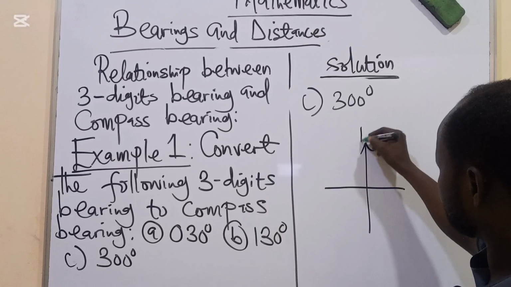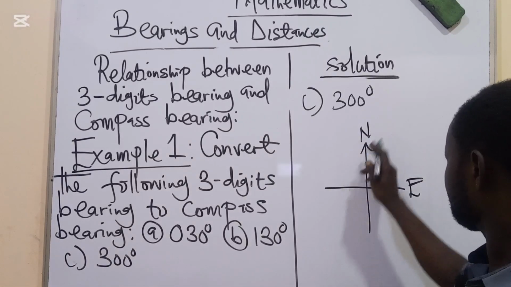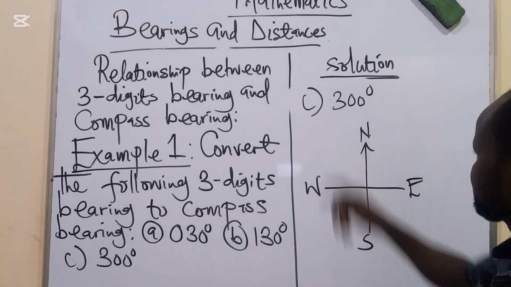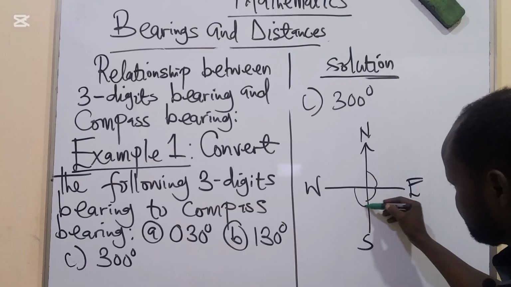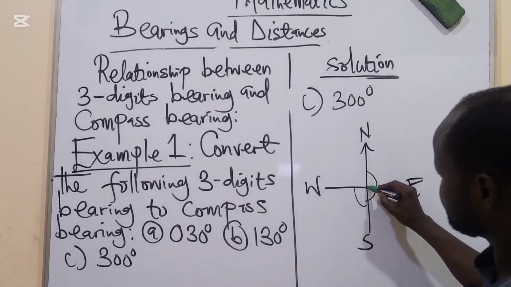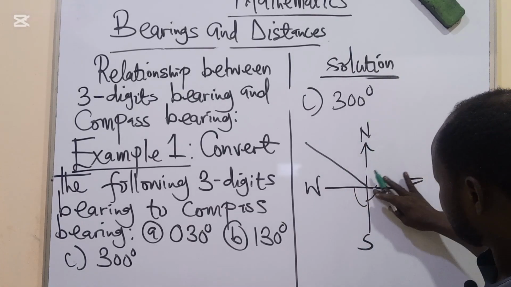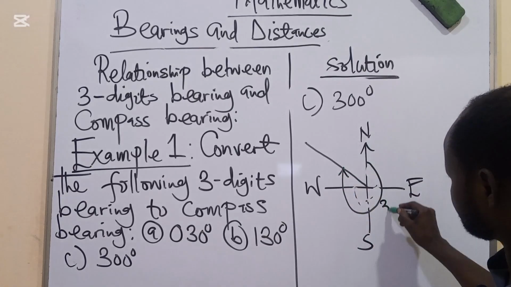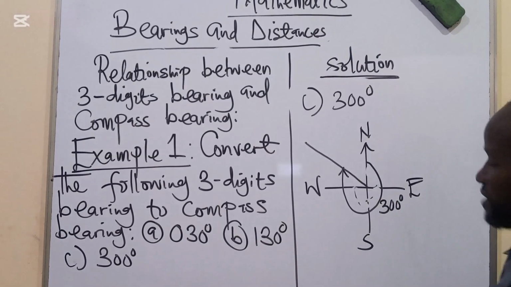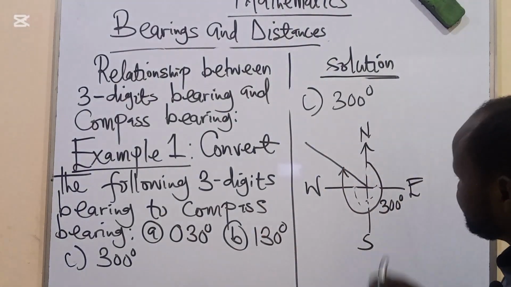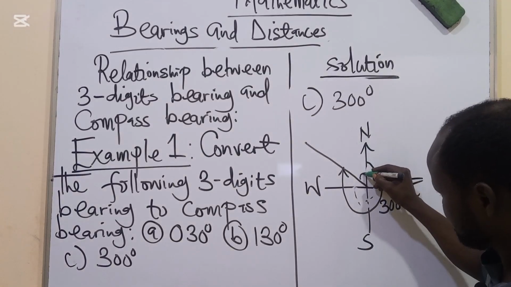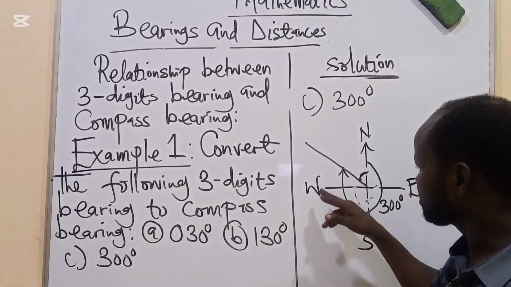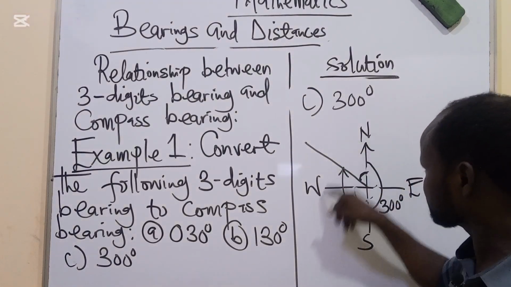Let's draw our cardinal points this way: north, east, west, and south. This 300 degrees: this is 90, this is 90, this is 90, that is 270. We need 30 degrees here. So it will start from the north in this order. This will now be our 300 degrees. So the equivalent compass bearing to this 300 will be the angle here that is close to the north. Why are we picking the one that is close to the north? Because it must be northwest, not west north. It must be north to west, not west to north.